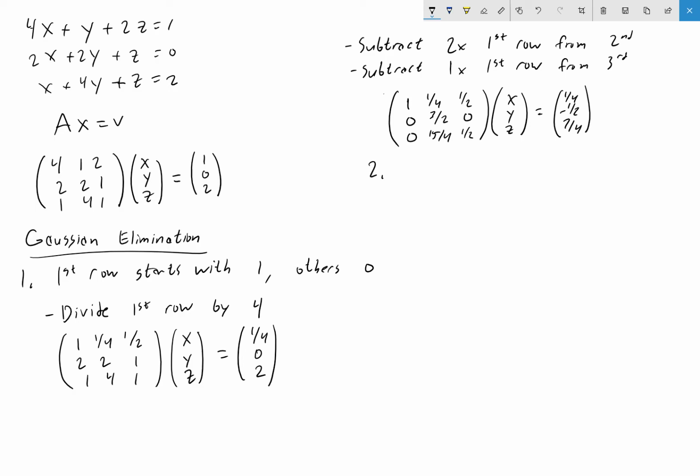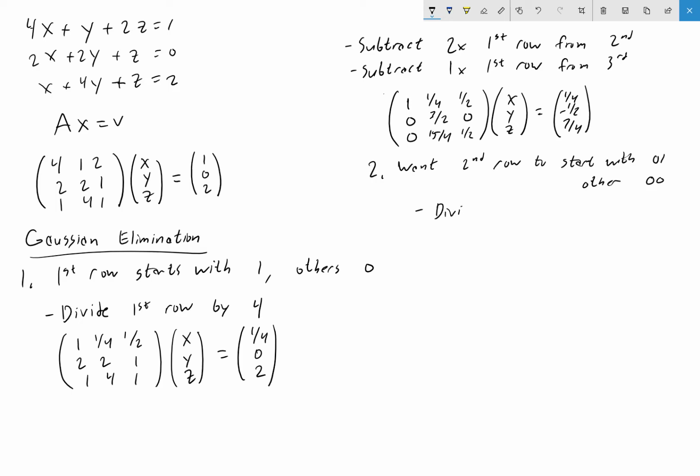So we've got the first row looking like we want, and we're working on the second and third rows. Now what I'd want is for this element in here to be equal to 1. So I want the second row to start with 0, 1, and the third one, the only one left, I want that to start with 0, 0.